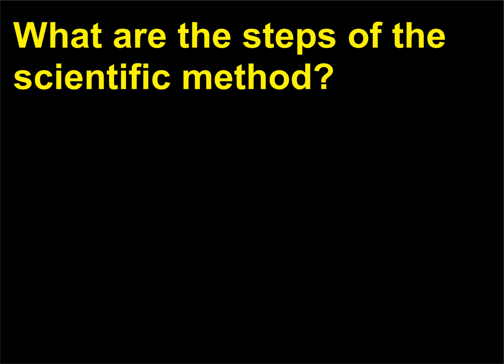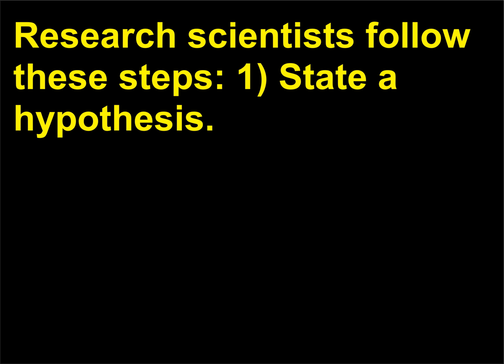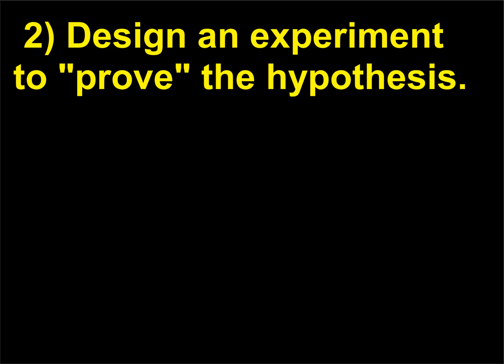What are the steps of the scientific method? Research scientists follow these steps. 1. State a hypothesis. 2. Design an experiment to prove the hypothesis.